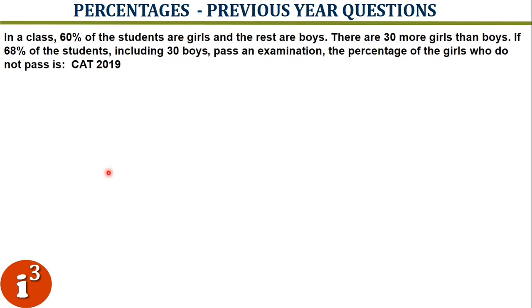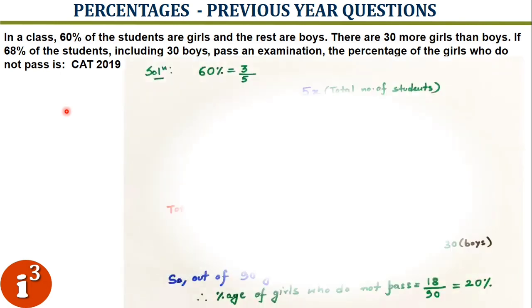Next, this is again a problem of CAT 2019. In a class, 60% of the students are girls and the rest are boys. So 60% are girls means 40% are boys. There are 30 more girls than boys. If 68% of the students, including 30 boys, pass an examination, what is the percentage of girls who do not pass? So let's see the solution.